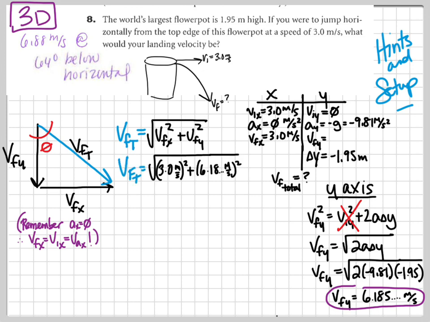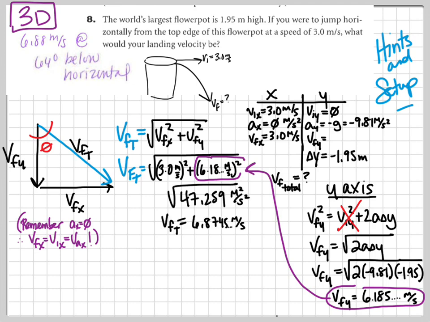So I can go ahead and set this up. I'm plugging that value that I got for VFY into Pythagoras for the final y velocity, squaring it. And I end up with VF total being the square root of 47 and change. I get a VF total of 6.8745. Note that my answer rounds differently than the book's answer because I'm more careful with not rounding in intermediate steps than they are. So it should round to 6.87 meters per second.